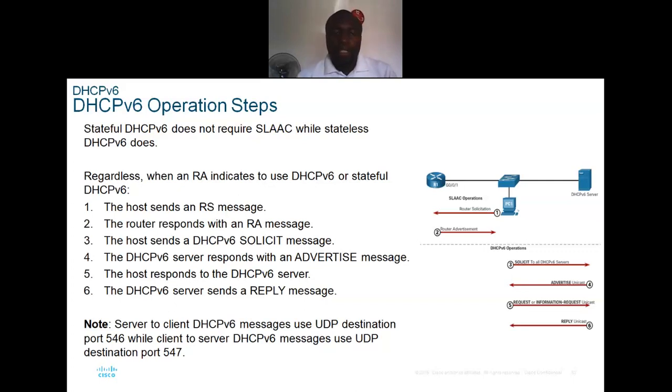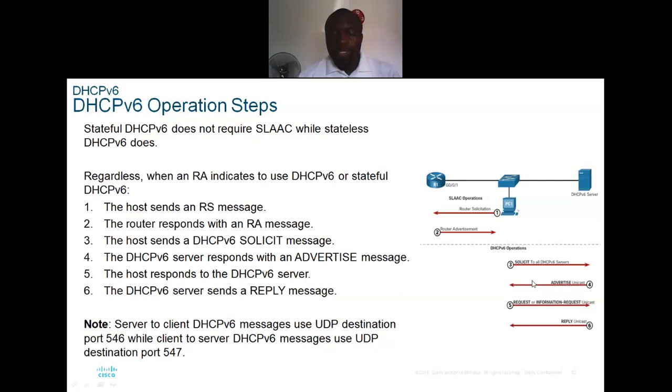Now on the other side, this is for the DHCP server. How does it work? The host sends a router solicitation message. The router responds with the advertisement. The host sends the DHCPv6 solicit message. The server responds with the advertise. The host responds with a request to the server, and then the server sends a reply.